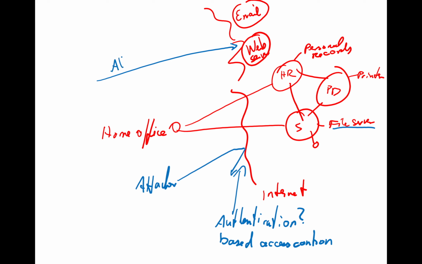Attacker and maybe also regular customer. So the customer, who could also be an attacker, I mean, it's hard to differentiate. They should be able to access the web server. Home office should also be able to access the email, and also an attacker or customer should be able to send an email to the email server. So what is the difference between a customer visiting a website, and an attacker?